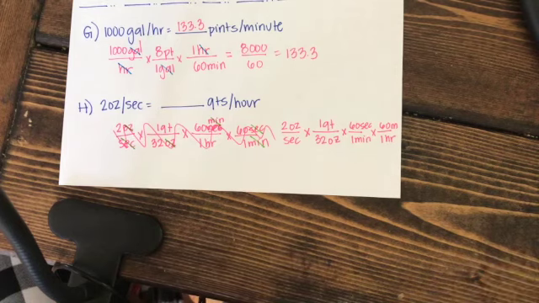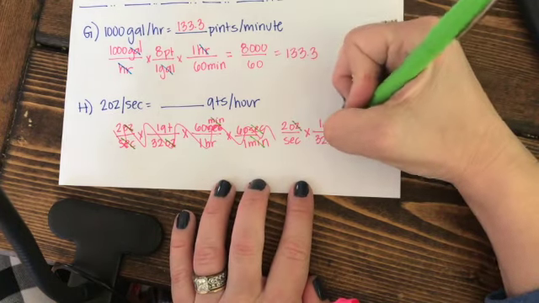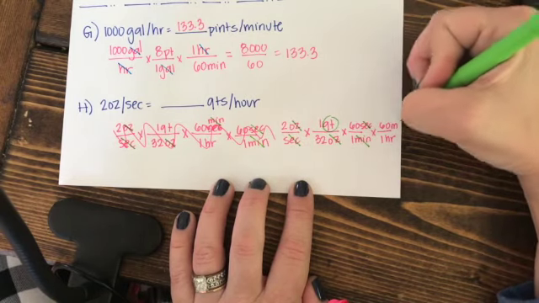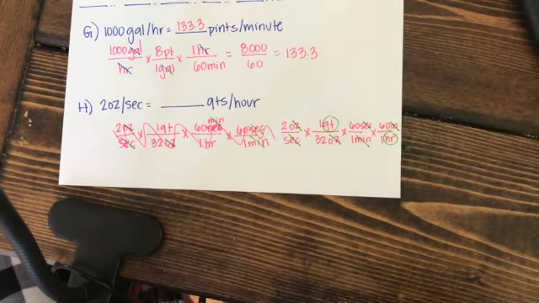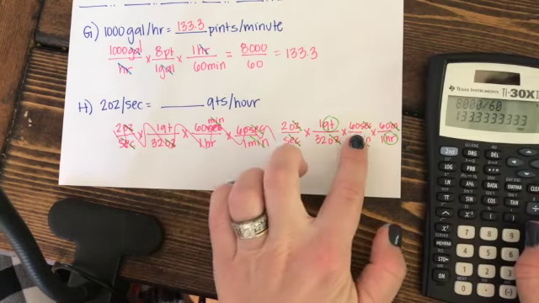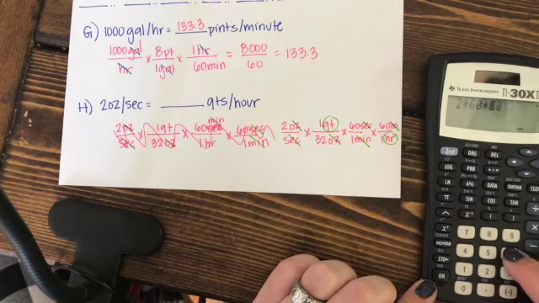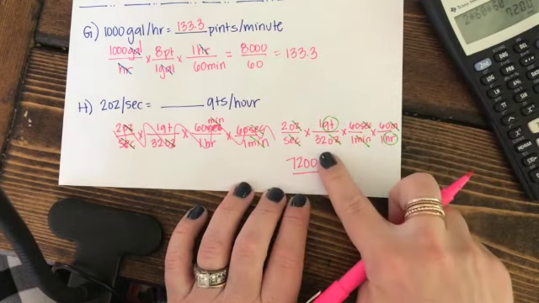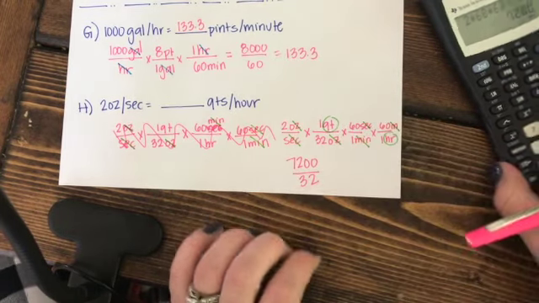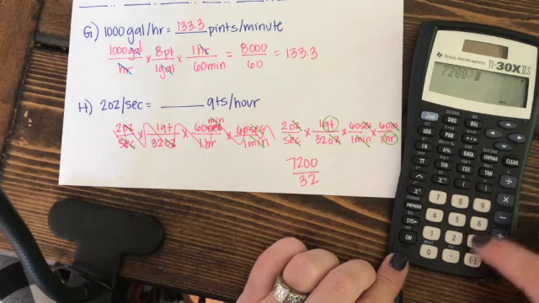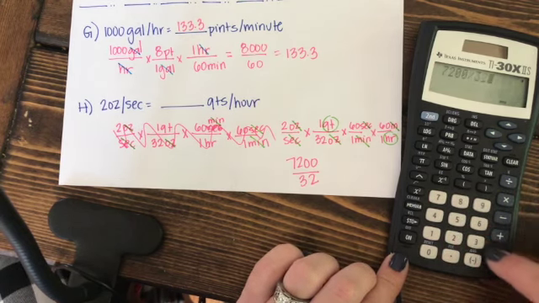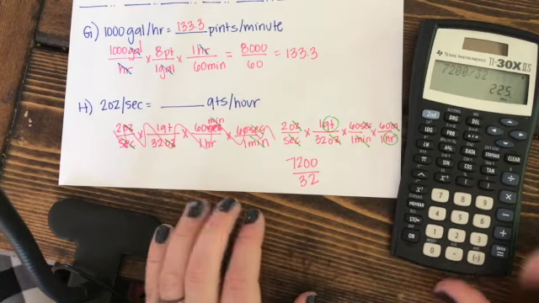So now, ounces and ounces cancel, quarts are left on top. Seconds and seconds cancel, minutes and minutes cancel, and there's hours on the bottom. So what do I need to multiply on the top? 2 times 60 times 60, okay, is 7,200 over 32. So 7,200 divided by 32 gives me 225.